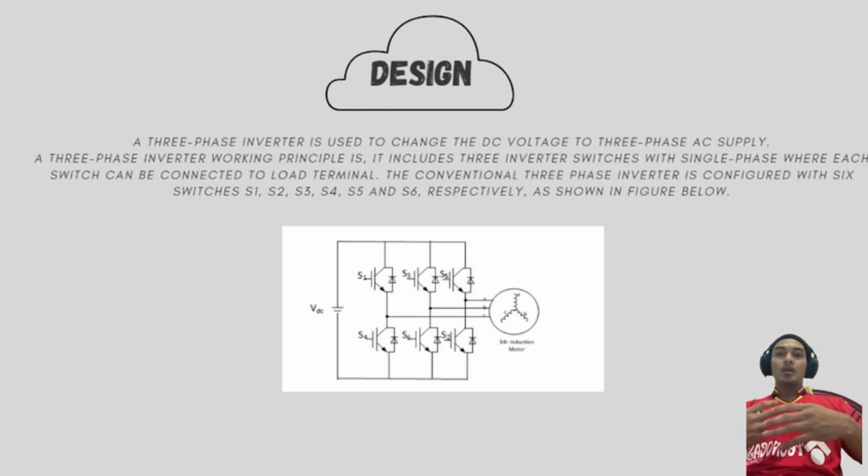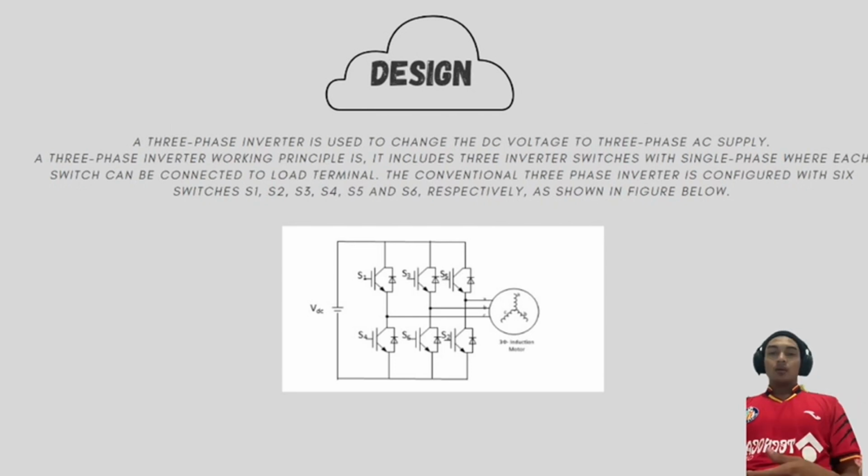to the load terminal. So as we can see in the figure below, the three-phase inverter is configured with 6 switches: S1, S2, S3, S4, S5 and S6. Each of the 3 inverter switches is connected to the load terminal. This is a part of the 6 switches inverter topology.